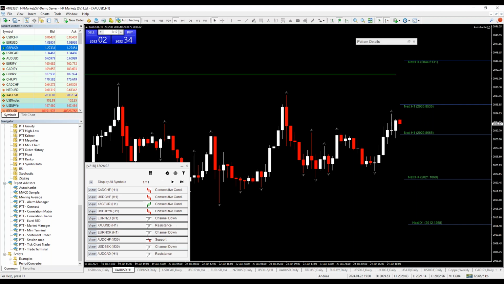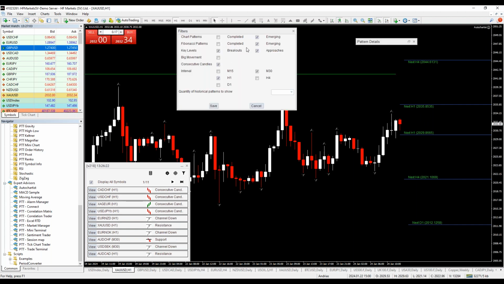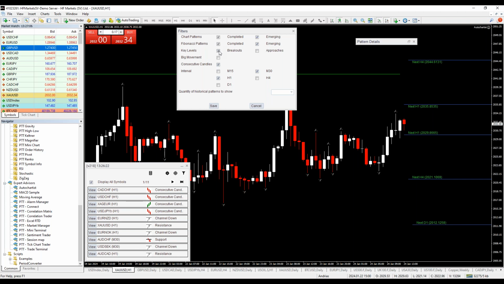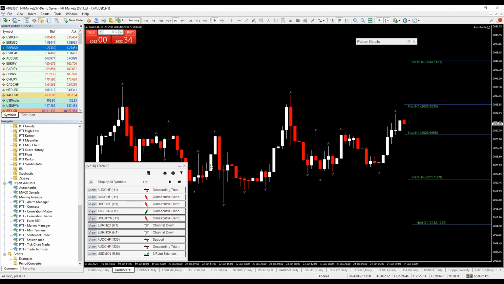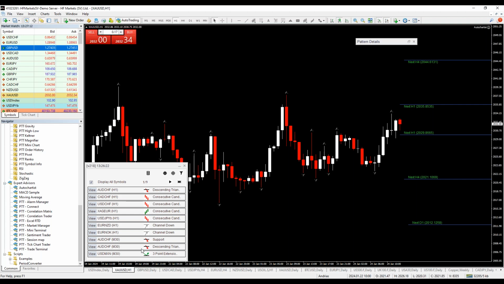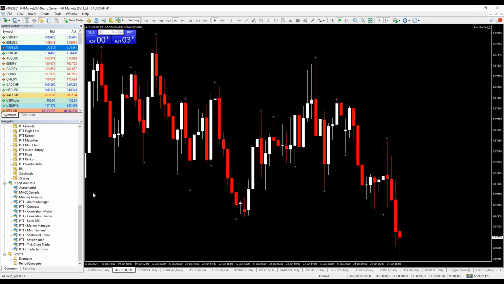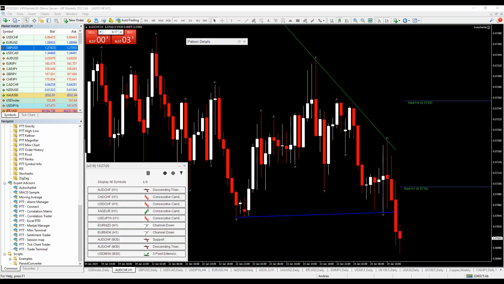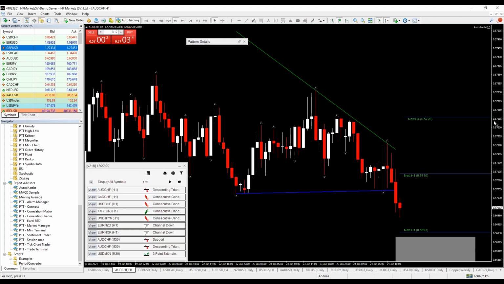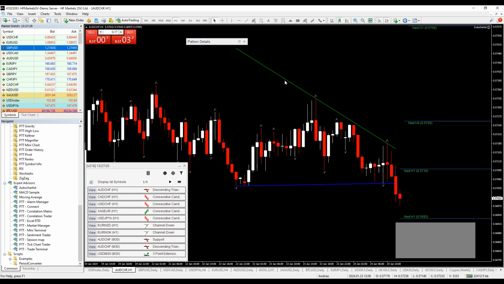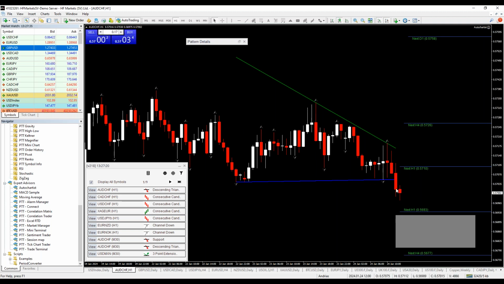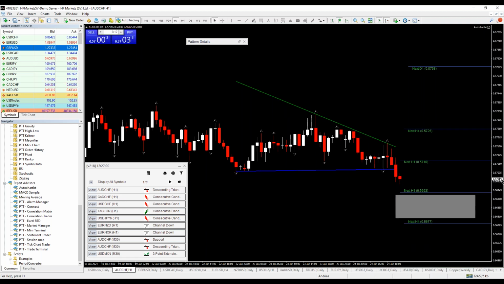Save. Okay, perfect. Also, Aussie Swiss. Let's check Aussie Swiss, which is still active. What we have over here, Autochartist has spotted in the 1 hour chart a descending triangle, which was broken an hour ago. And look at this beauty.